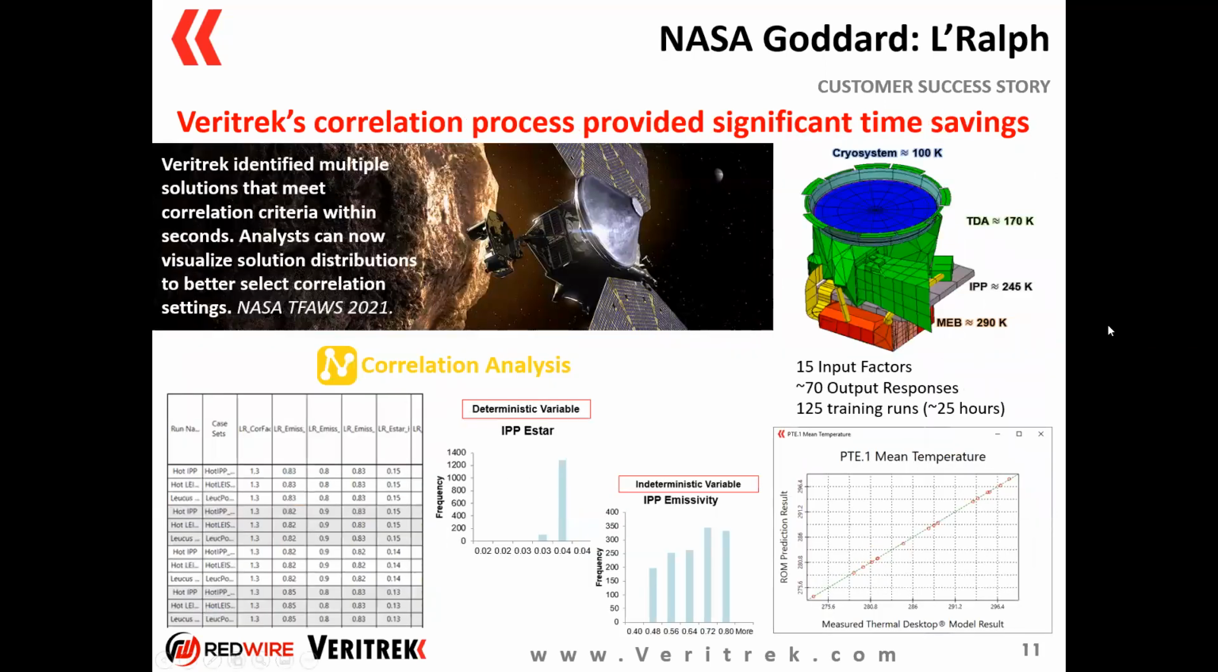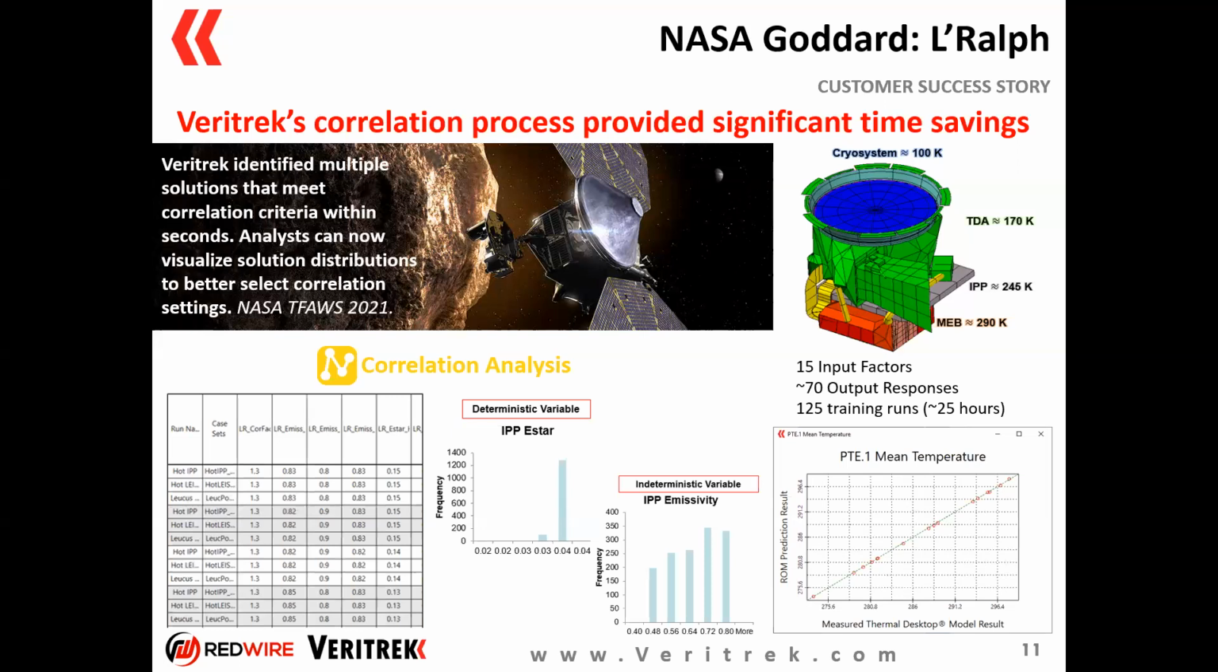The next one is some work out of NASA Goddard on their LRALPH instrument. You can see a rendering of that in the upper right. What's really interesting about this, well, there's a couple things here. One is that they had quite a few input factors: 15 input factors and 70 output responses. It took them about a day to generate the reduced order model. The model ran fairly quickly, so they could do that pretty quickly.